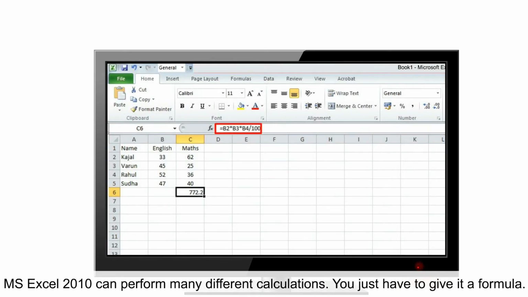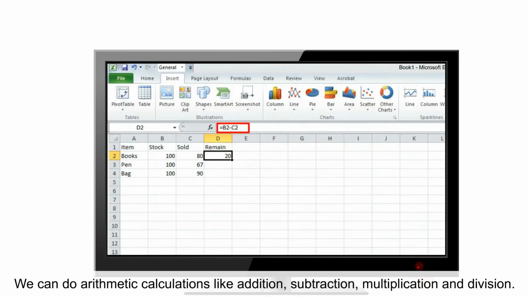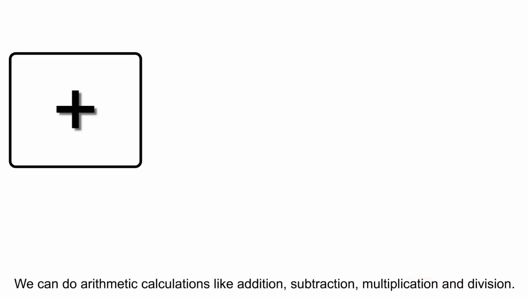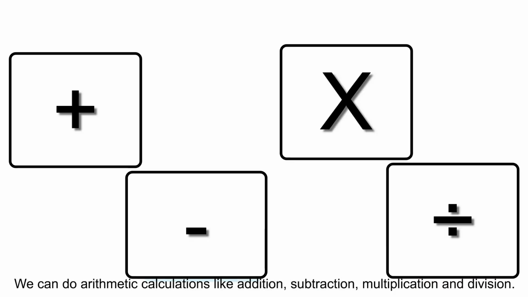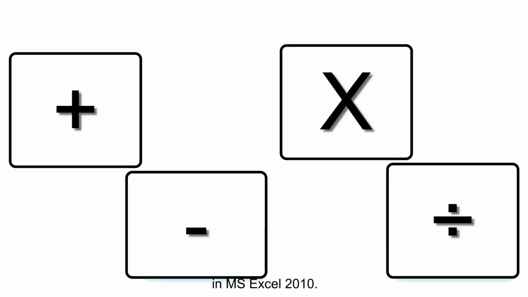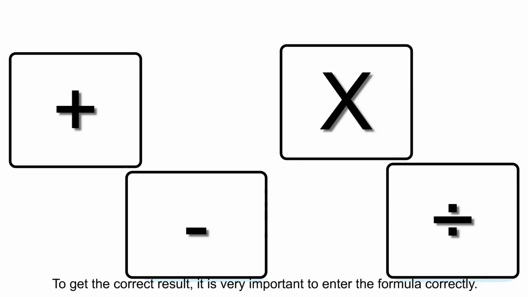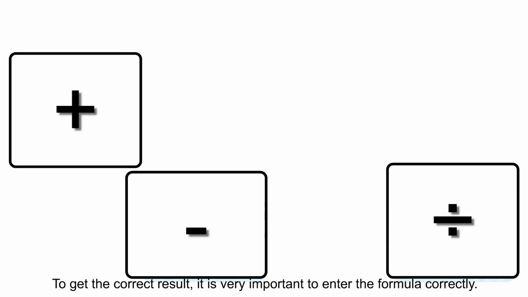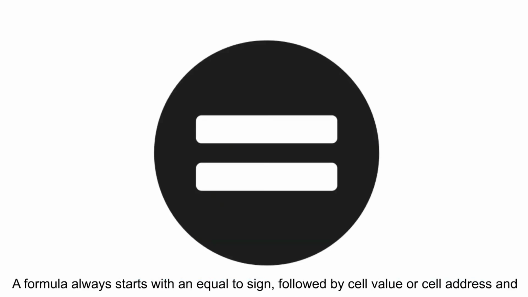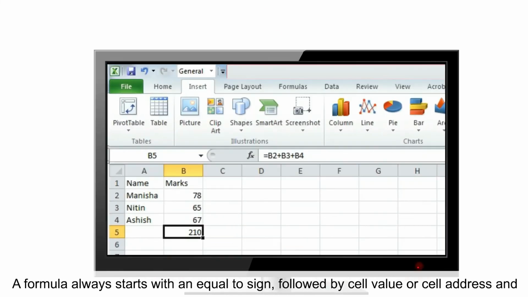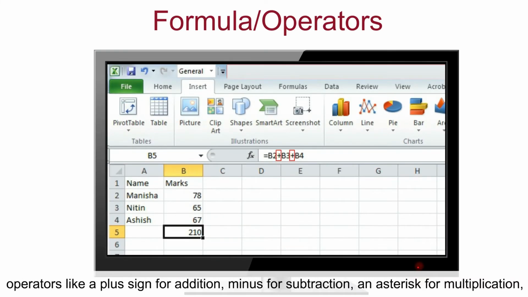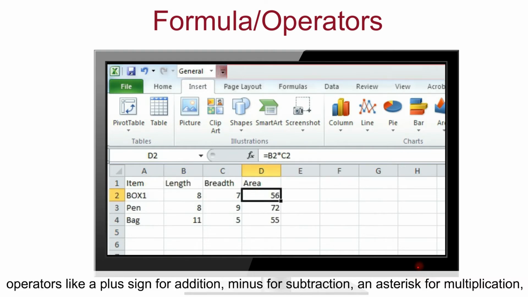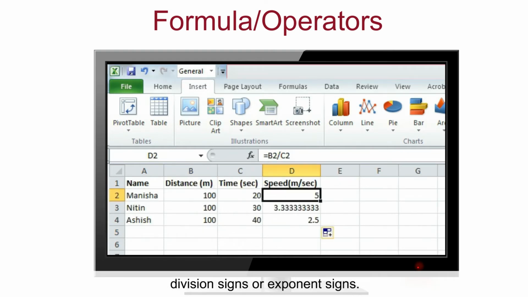Now you know how to enter data and are ready to let the computer do all the calculation for you. Excel can perform many different calculations. You just have to give it a formula. We can do arithmetic calculations like addition, subtraction, multiplication and division in MS Excel. To get the correct result, it is very important to enter the formula correctly. A formula always starts with an equal sign followed by cell value or cell address and operators like a plus sign for addition, minus for subtraction, a star for multiplication, slash for division.